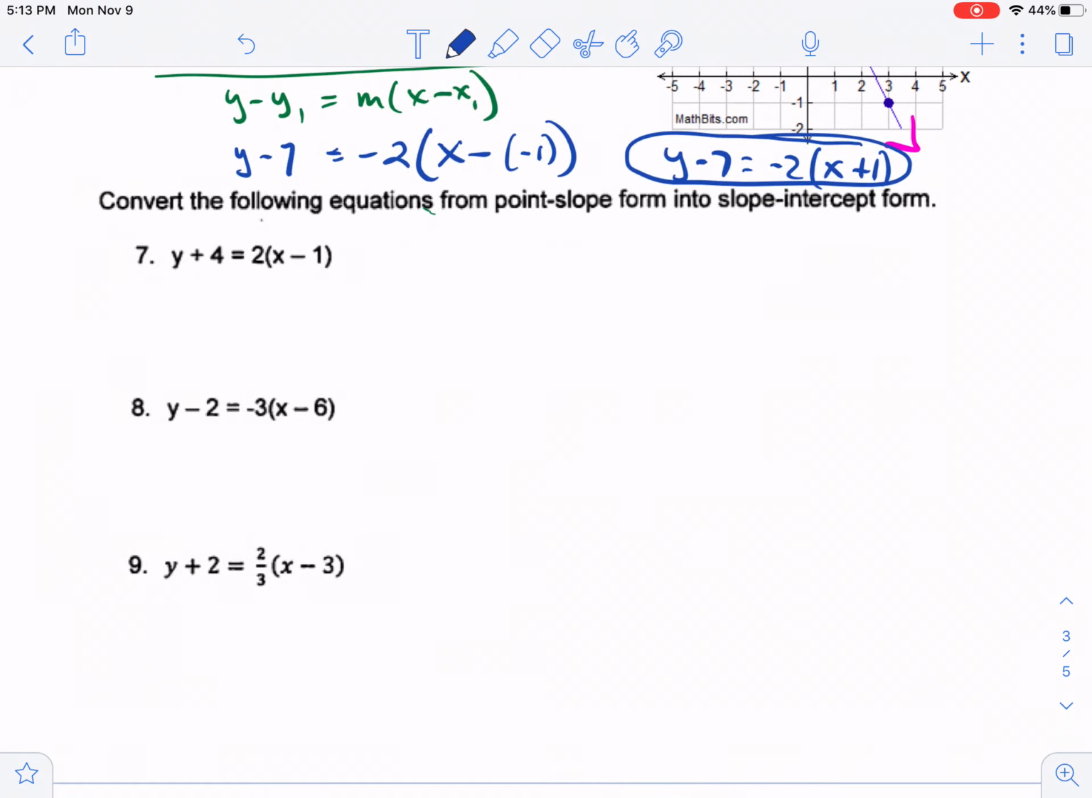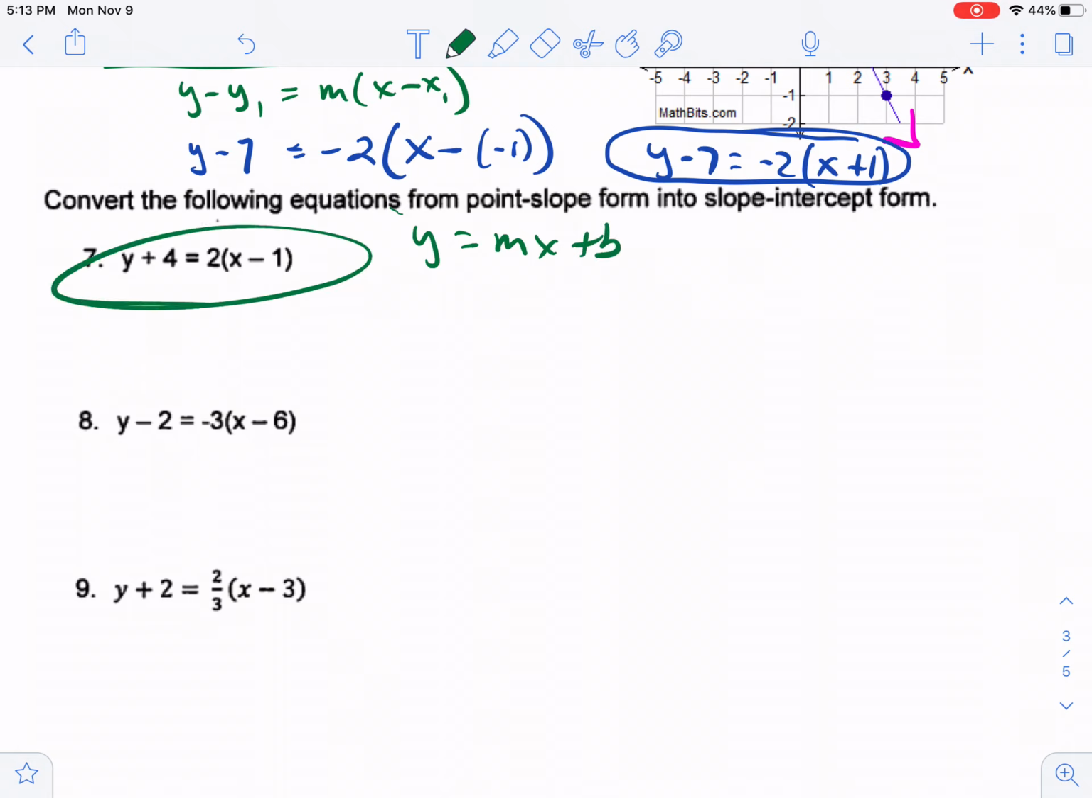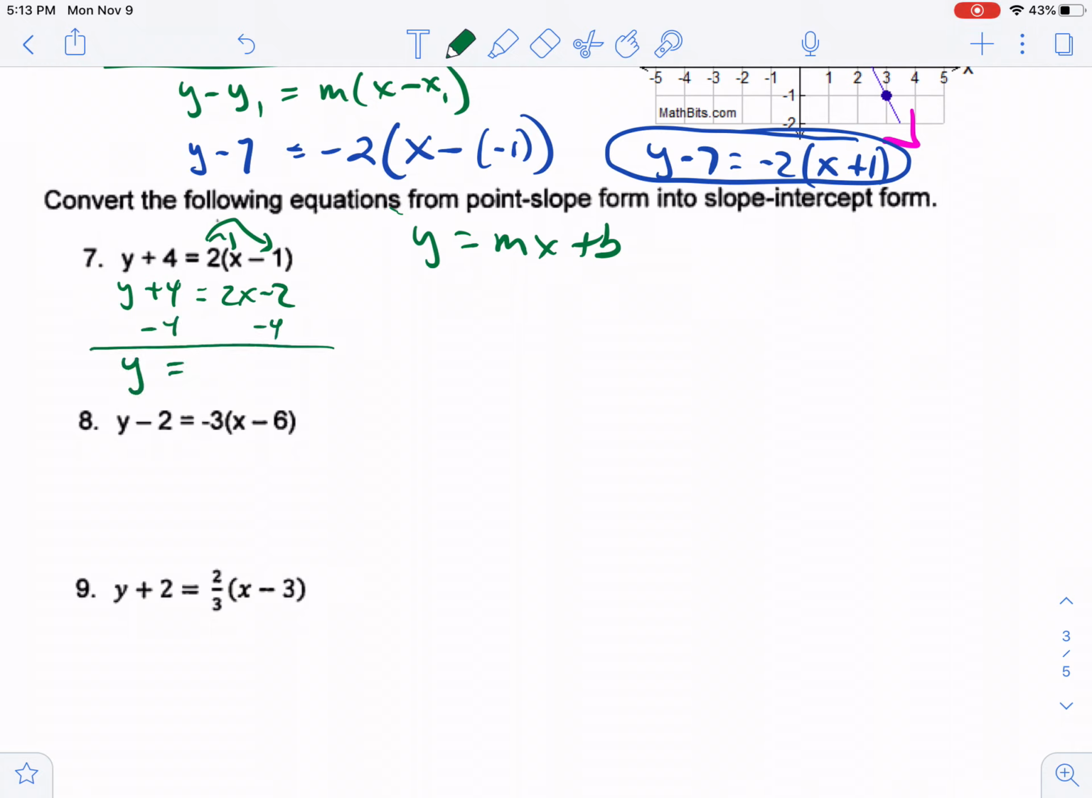All right. Convert the following equations from point slope into slope intercept. We can do that. We know what slope intercept is. It's y equals mx plus b. All we want to do is isolate the y, right? So let's do it. First, we're going to distribute this 2, so you get y plus 4 equals 2x minus 2. I then subtract 4 from both sides, and folks, my answer is y equals 2x minus 6. And that's it.